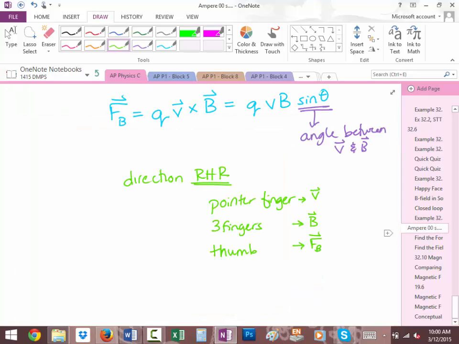Going back here, I want to make a point because I didn't say it before. It may be implied, it may not, so I want to make sure you know it. The direction is the right-hand rule if you're talking about a positive charge.